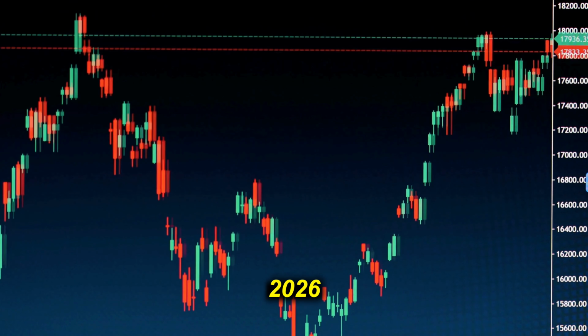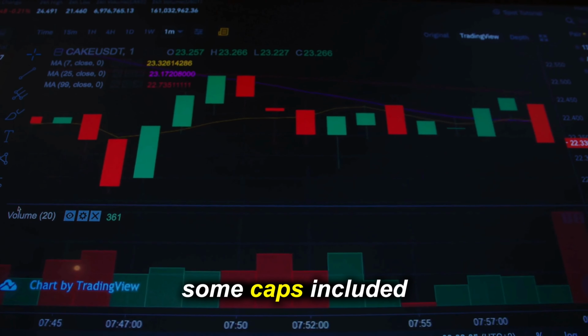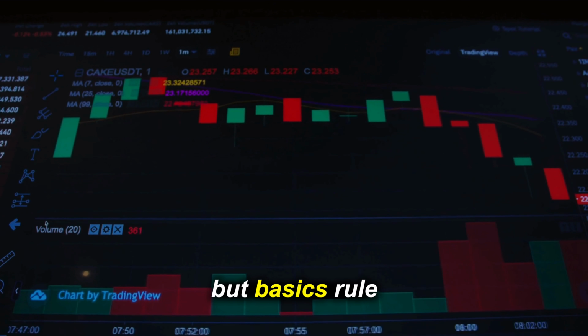In 2026, with crypto integrations, some caps include tokenized assets, but basics rule.